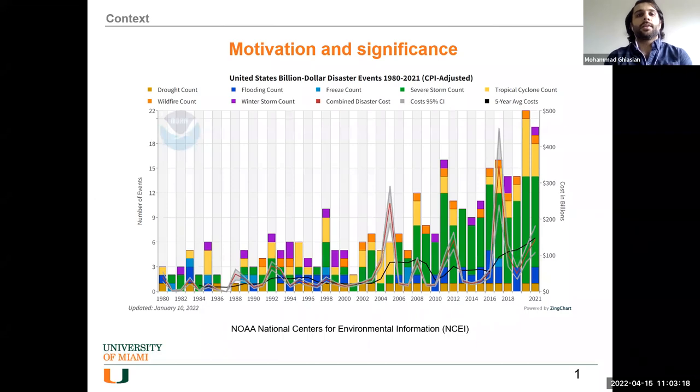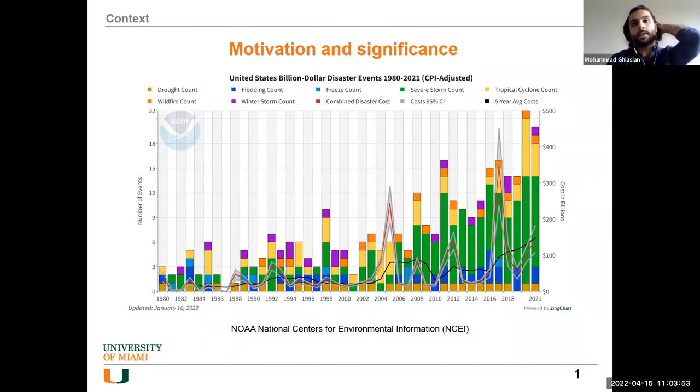First of all, I want to draw your attention to a graph from the NOAA National Centers for Environmental Information for the US. The graph shows the time series of the number of natural disasters that have happened in the United States since 1980. On the left, the y-axis shows the number of disasters, and on the right is the cost of these natural disasters. As you can see, the number of disasters is increasing. That could be due to climate change and all its consequences.